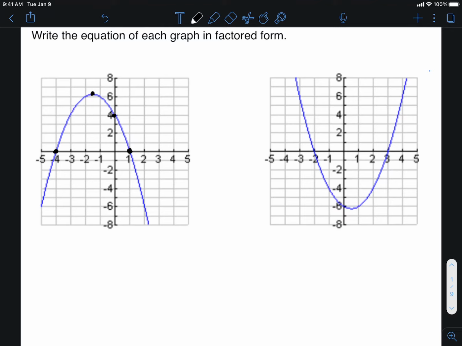Okay. Now this question's asking us to write the equation. Well, to write the equation, we need to first recognize whether or not this is opening up or down. Well, it's frowning, and so we're going to say it's opening down.